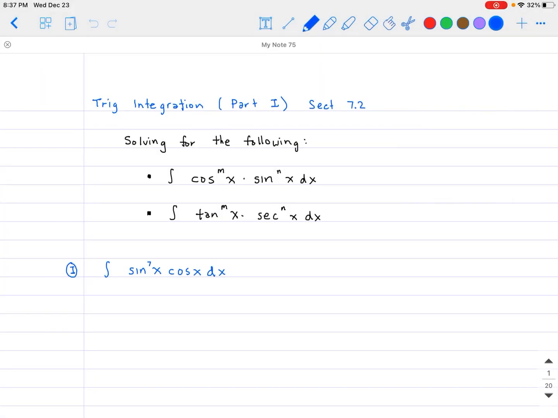Hello and welcome back in Calculus. Today we will be talking about trig integration. So this comes after integration by parts.